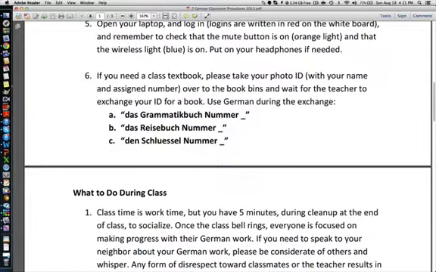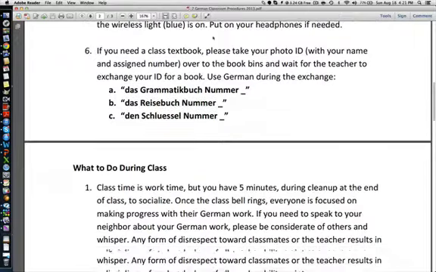If you need the grammar book, you would say Das Grammatikbuch Nummer. If you need the phrase book, you would say Das Reisebuch Nummer. If you need the answer key, you would say Den Schlüssel Nummer. And each time after the word Nummer, you would say your number in German.